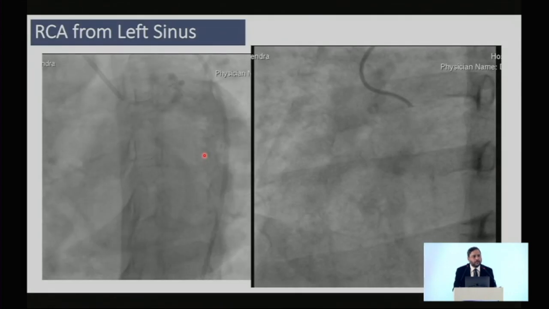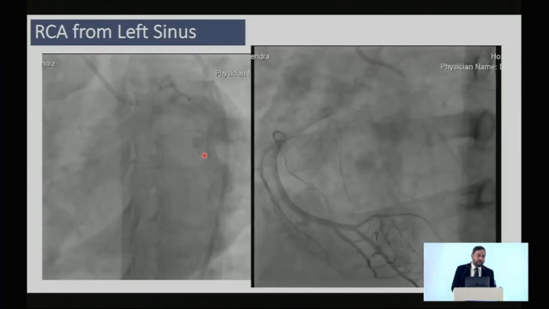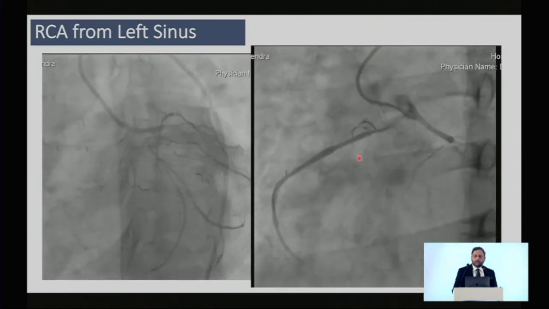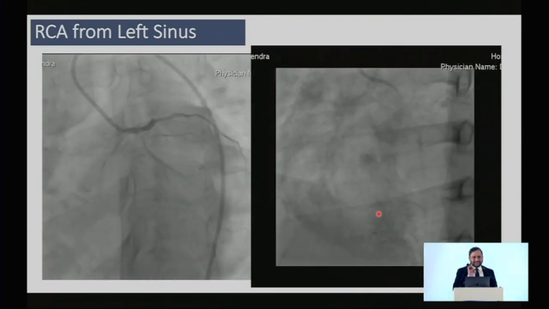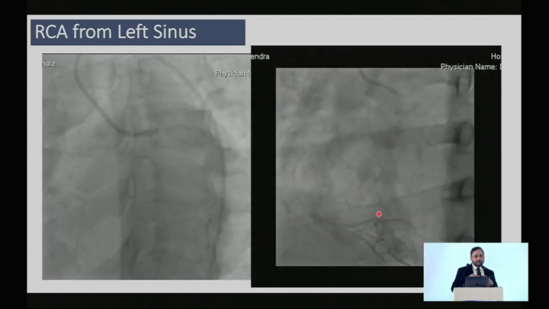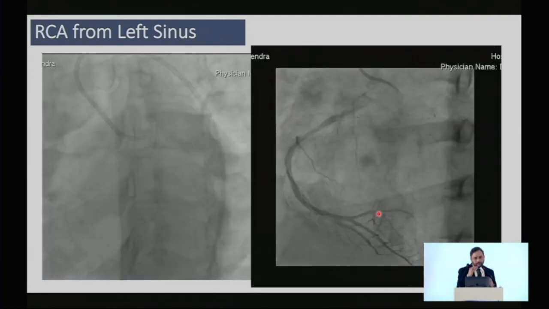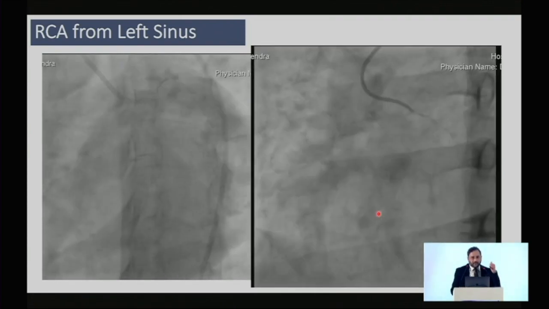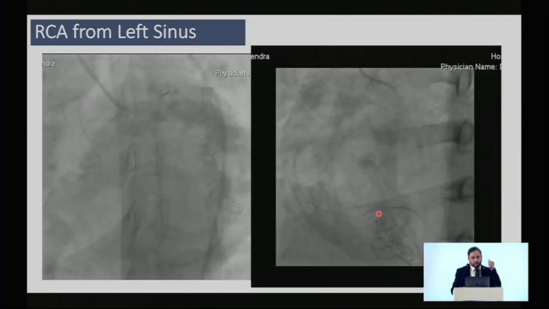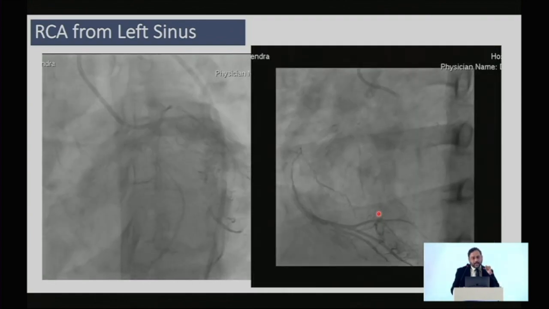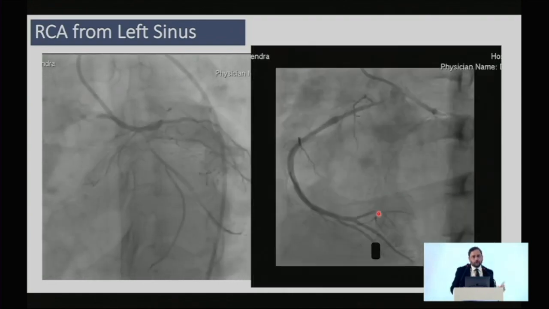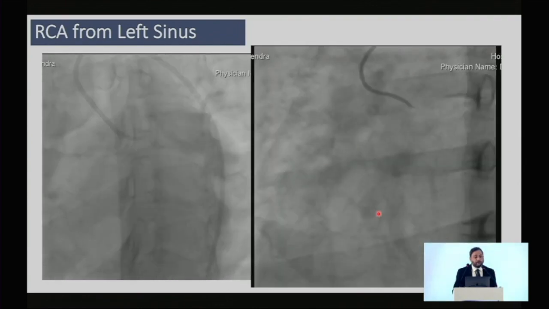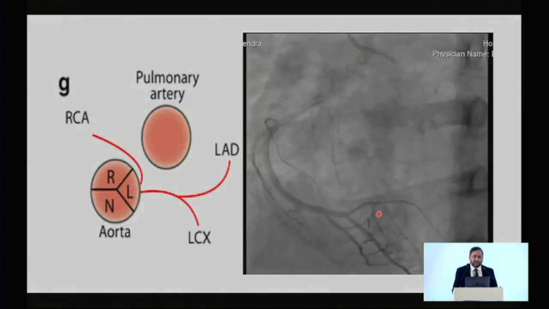Now let's come to the RCA from the left sinus. The right coronary artery from the left sinus, if you see in this plane, will almost always take its origin anterior and superior to the origin of the left main ostium. RCA from the left sinus will almost always arise anterior superior to the ostium of the left main. This is something that we have to remember. What are the courses that it can take?